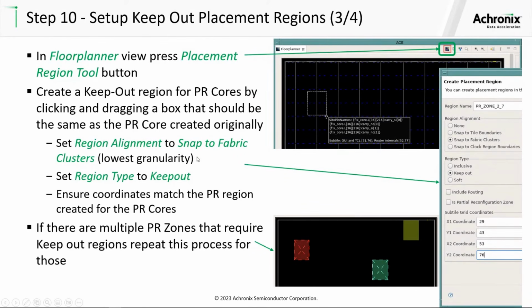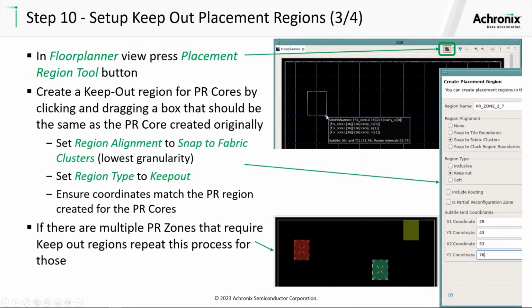Now we're going to make sure to set up the keep out placement regions. So in Floor Planner, we're going to view the placement region tool again. You're going to create the keep out region for the PR cores in the top level design. We want to make sure it matches what we did when we created the PR region and the cores in the previous steps. We're going to do this because now this is a new design, all new design files. We're going to map everything to it.